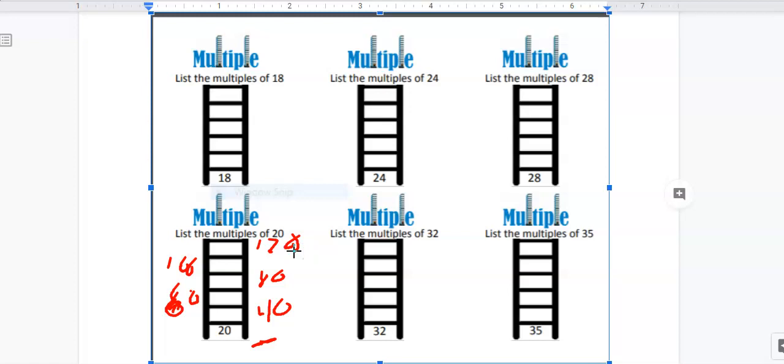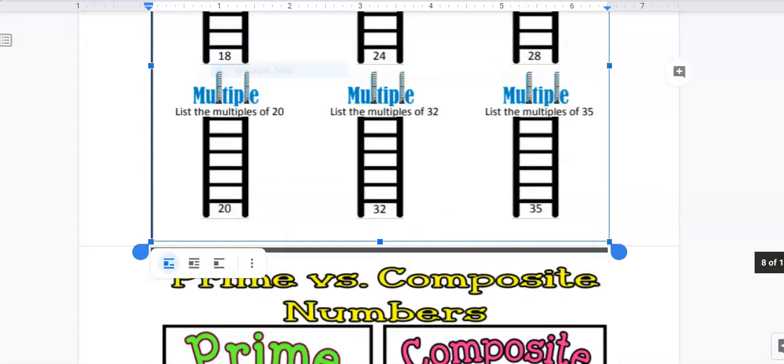So just remember, multiples are like going up each time by the number, by whatever number this is. Like that one's 32, so you're going to go up by 32 each time, which is different than factors, right? Because factors are what make up the number that you're looking for, or the number that you're working with.